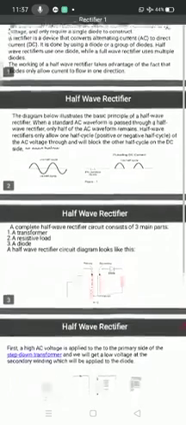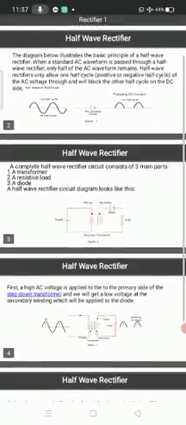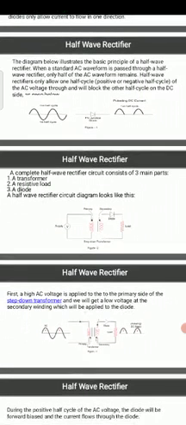See here the complete set of the half wave rectifier. A complete half wave rectifier circuit consists of three main parts. One is the transformer, second is the resistive load, and third is the diode. Transformer, resistive load and diode.